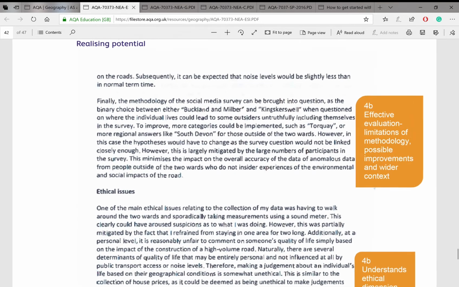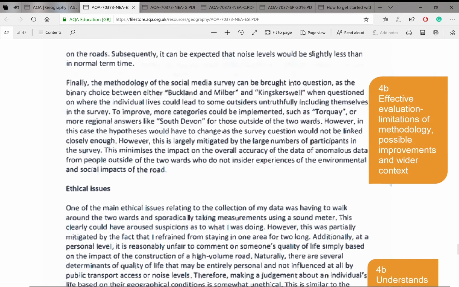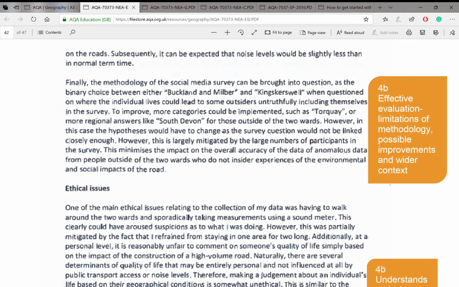Finally, they get on to their social media survey. They talk about how the methodology of it can be brought into question. They talk about selection of people here, about people perhaps not being truthful in that they could be outsiders. And they talk about how the fact that they had a large number of participants evens this out, and that those people who perhaps were not being truthful became lost in the average.